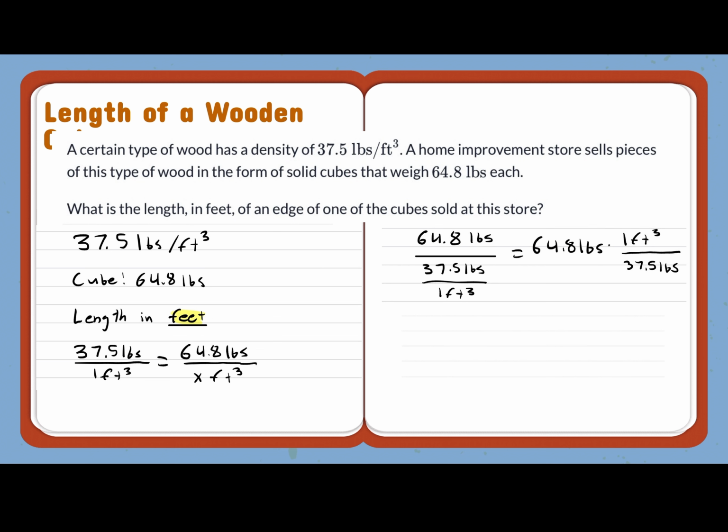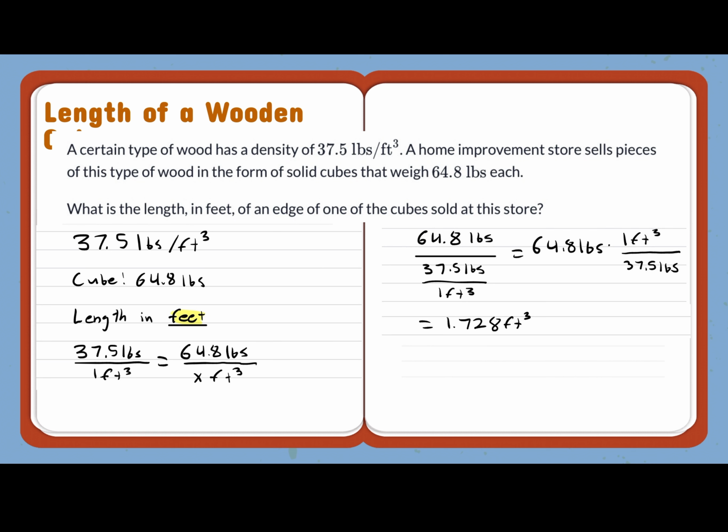And the reason why you divide 64.8 pounds by the density, not the other way around, is because we want feet. If we divide the density by the weight, we'll end up with feet cubed on the bottom, and that makes it so that we cannot actually find that unless we flip it again, which makes it very complicated. So this would be the correct way to solve it because we're looking for feet. So when you solve it this way, you'll end up getting 1.728 feet cubed.